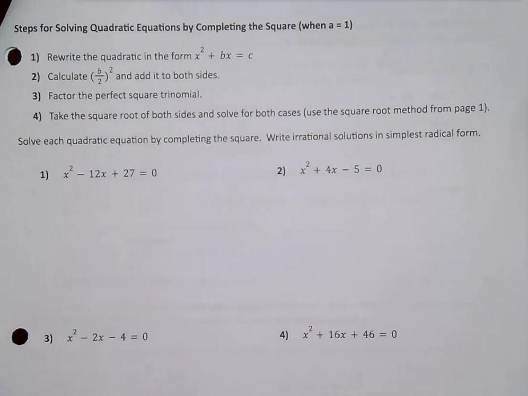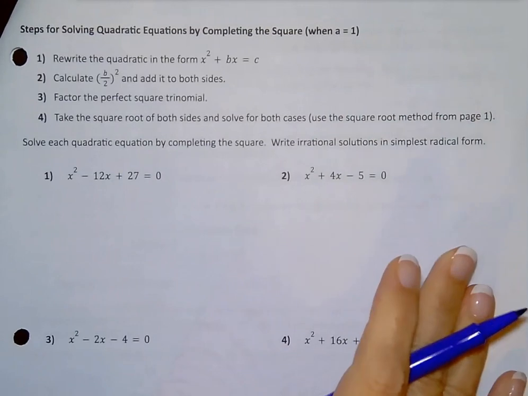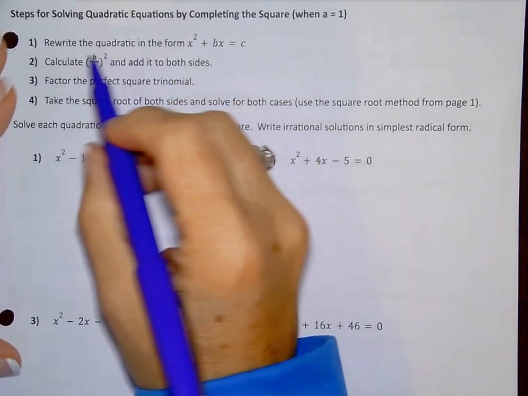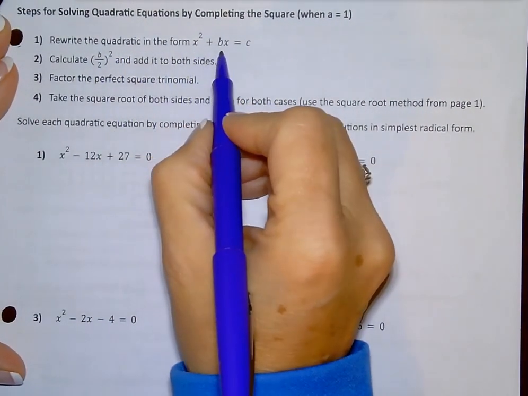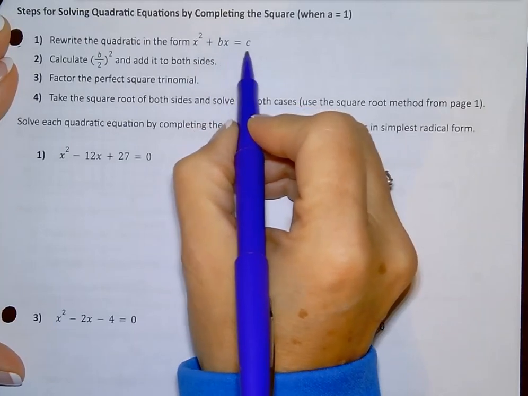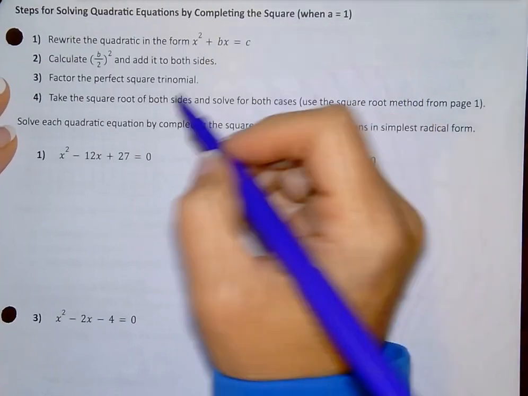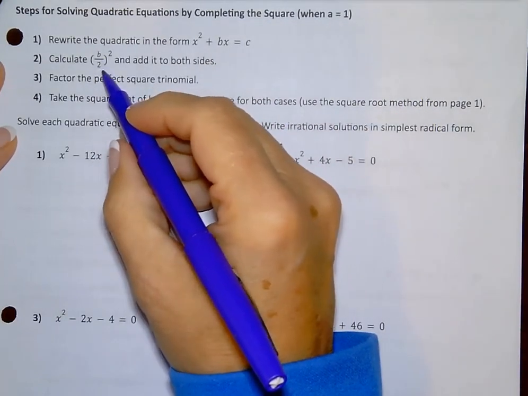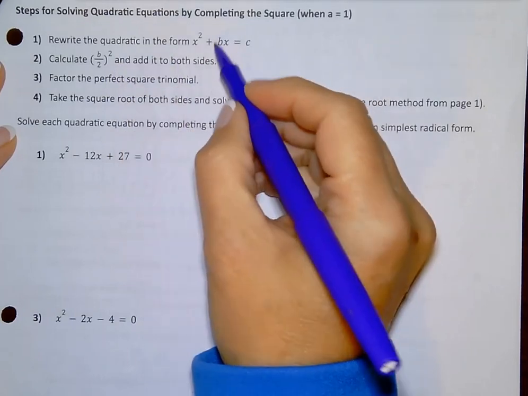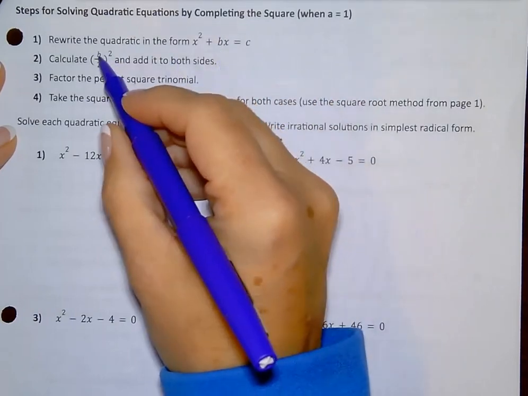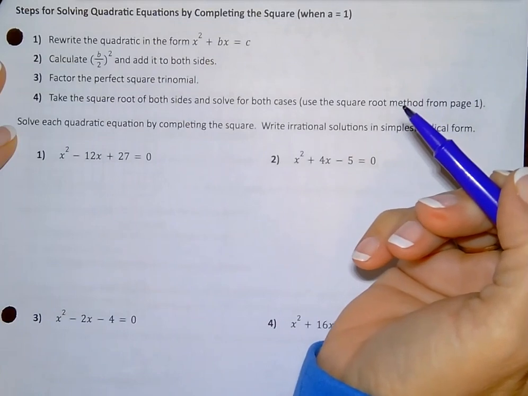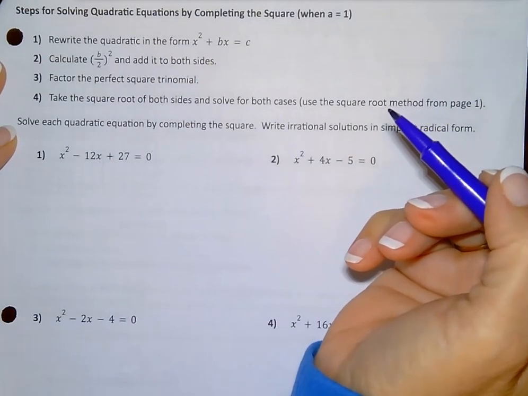All right, steps for solving quadratic equations by completing the square. So we're looking for that constant we can put in there that's going to give us a perfect square trinomial. First, we're going to do this when our leading coefficient is 1, okay? So we're going to rewrite our quadratic in the form ax squared plus bx equals c. Notice that I've got my c isolated, okay? Then I'm going to calculate b over 2 squared. Okay, so whatever my b is, I'm going to take half of it and then square that whole amount. And I'm going to add it to both sides.